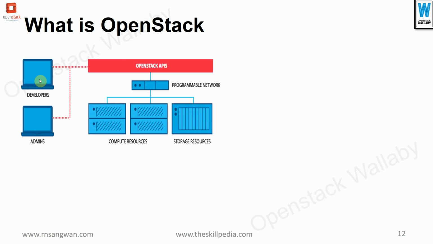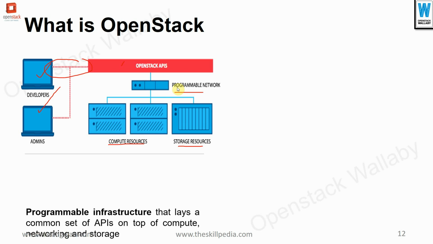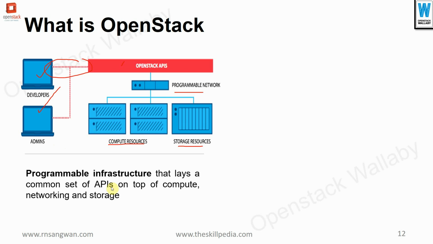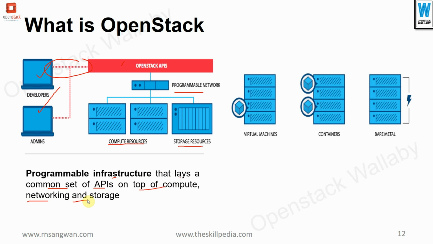In OpenStack, developers and admins work through application programming interfaces, through APIs. They make REST API calls. It's a programmable network, which has compute resources and storage resources. It's a programmable infrastructure that lays a common set of APIs on top of compute, networking, and storage.